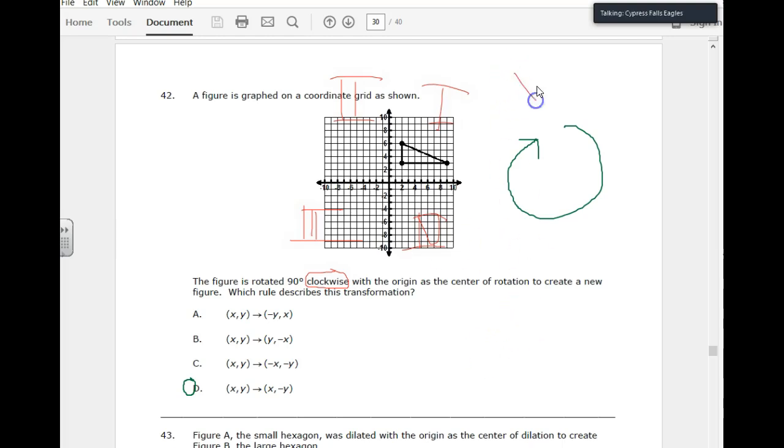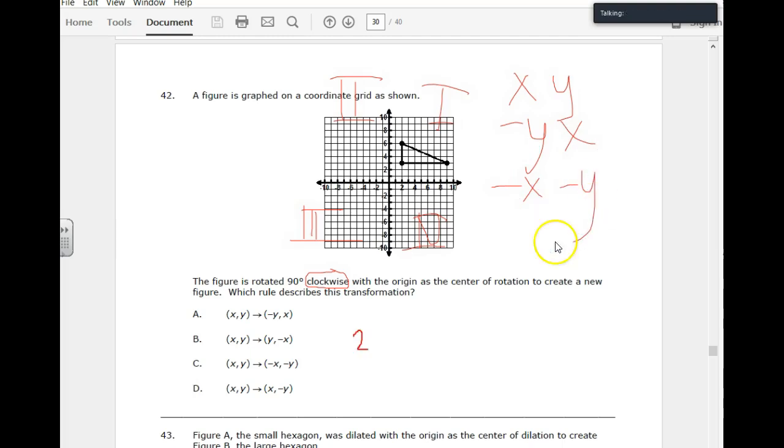So when I taught you the rules, I don't know if you remember this trick at all. To go 90 degrees counterclockwise, you switch and make the first one negative. You switch and make the first one negative. A negative, negative y would be a positive. If you want to go 90 degrees clockwise, it's the same as 270 counterclockwise. So it would be this one right here.